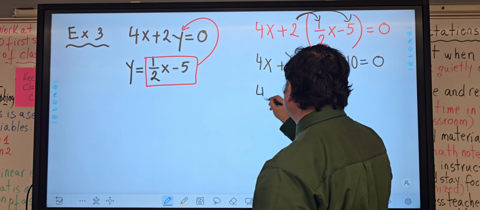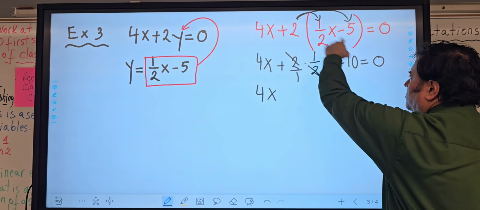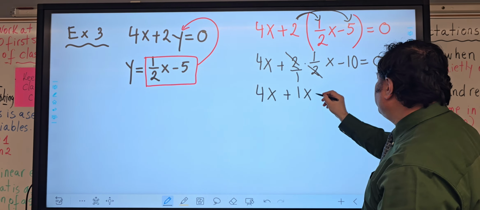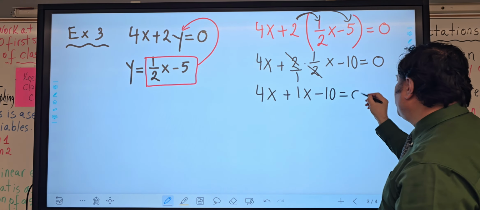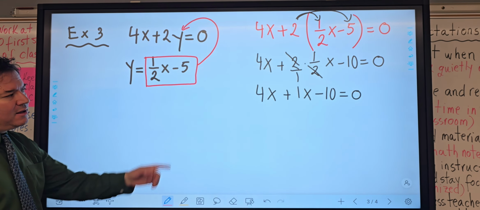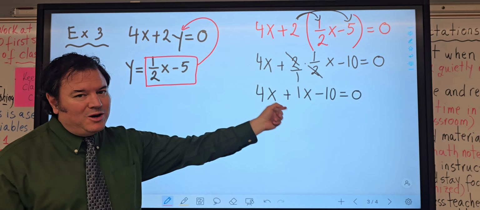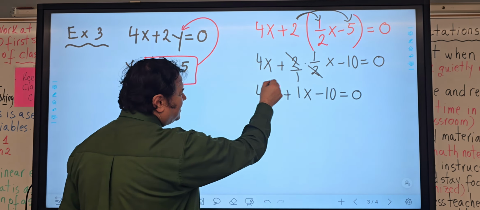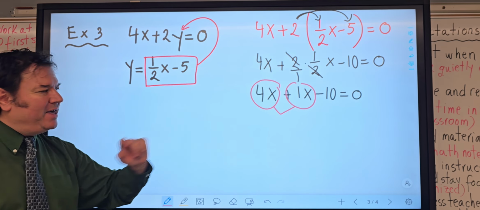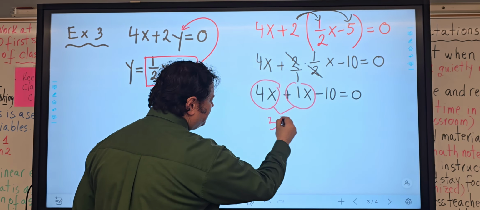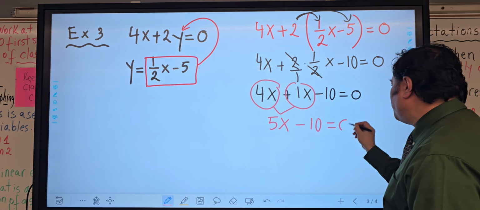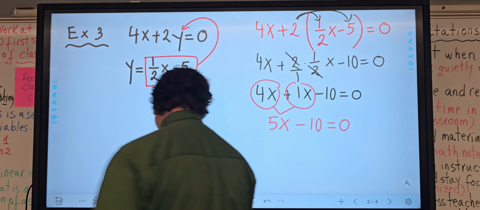So we get 4x plus 1x. Everything becomes a 1 here. So plus 1x minus 10 equals 0. And now we need to combine the like terms. We see that 4x and 1x are like terms. So let's combine 4x plus 1x, and that becomes 5x. So we have 5x minus 10 equals 0.